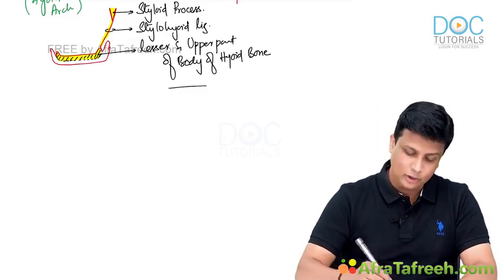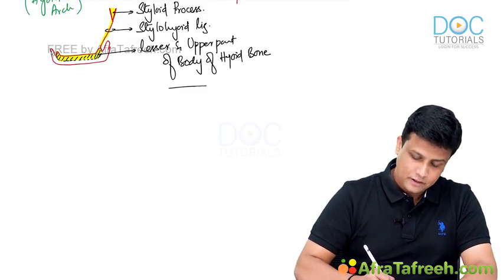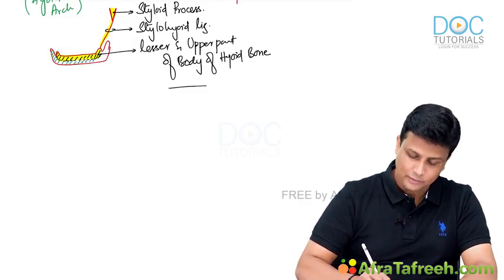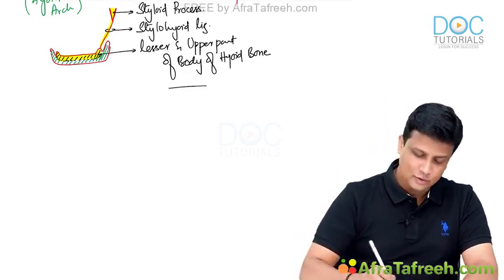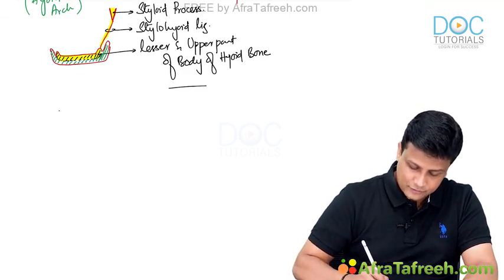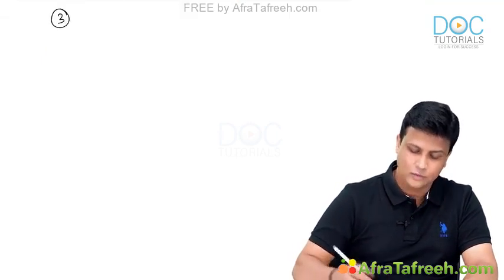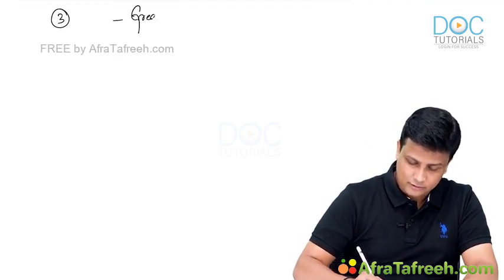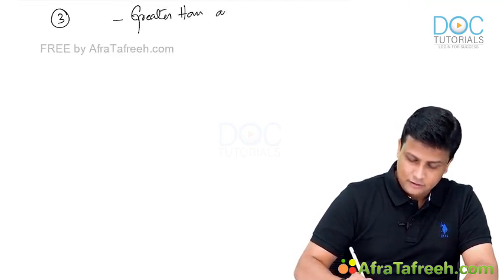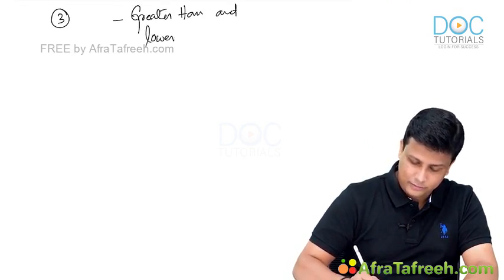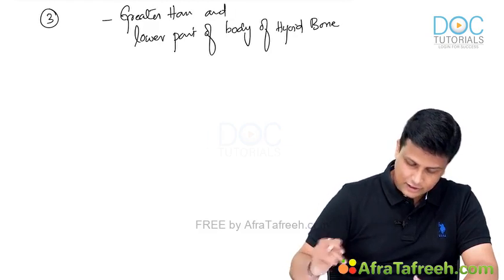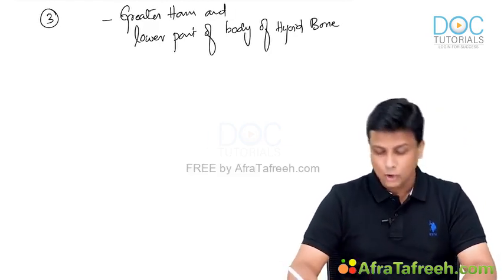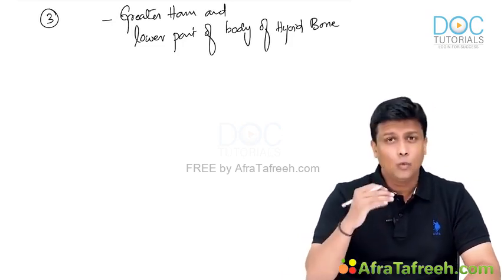Done. Now, once you are done with this one, I hope you are able to recall, we are almost up to hyoid bone. What about the lower part of the hyoid bone then? Greater horn and even the lower part of the body of the hyoid bone. Definitely, as I told you, it's like layer by layer by layer. So it should be derived from your third arch. So third arch is the one which is going to form the greater horn and the lower part of the body of the hyoid bone.